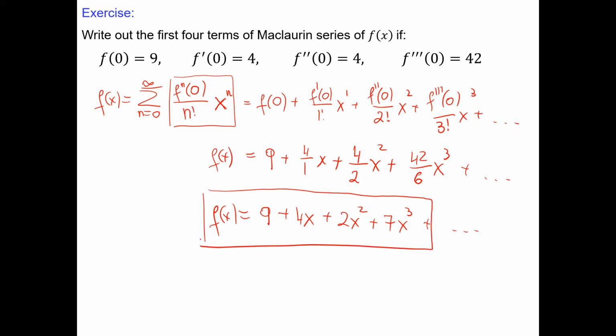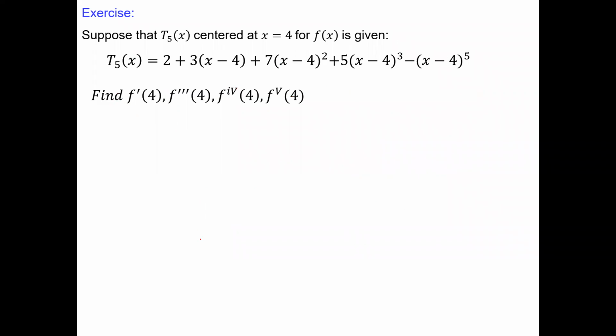Okay, now let's look at the exercise backwards. Suppose that T sub 5 is centered at 4 for the function f of x and is given here. That means this is the Taylor polynomial, 5th degree. 2 plus 3, x minus 4, plus 7, x minus 4 squared, plus 5, x minus 4 cubed, and minus 1, x minus 4, to the power of 5.